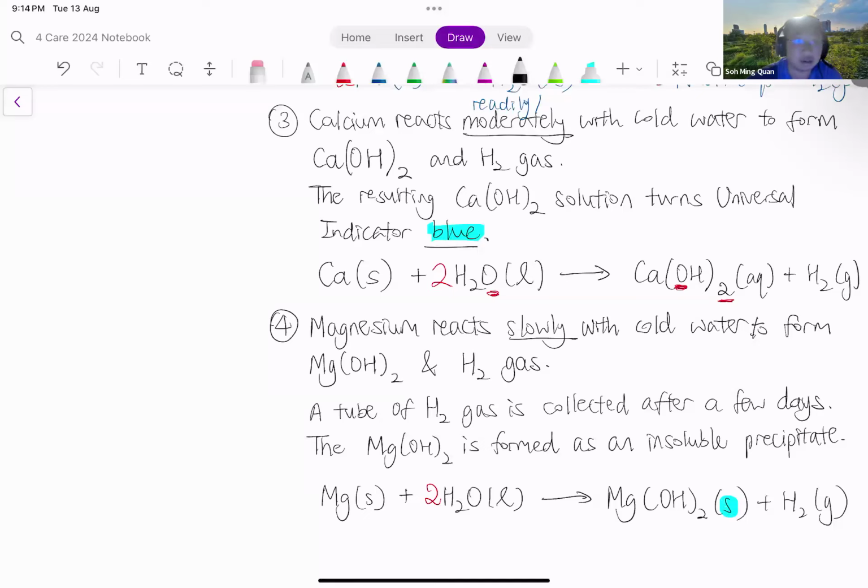It's a solid. And obviously, if it's produced as an insoluble precipitate, it will not change the color of your litmus paper. It will not change the color of universal indicator. All right? So magnesium hydroxide, even though it's a base, it's not an alkali because it doesn't dissolve in water. If it doesn't dissolve in water, it doesn't change the color of litmus paper or universal indicator. Okay? So these are the 4 reactions present for the 4 metals which react with water. And this is the level to which you are supposed to explain in the exam.